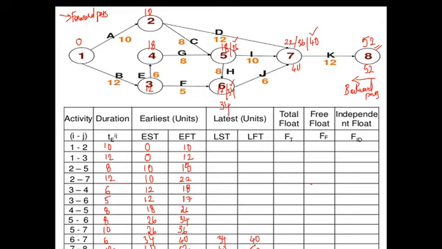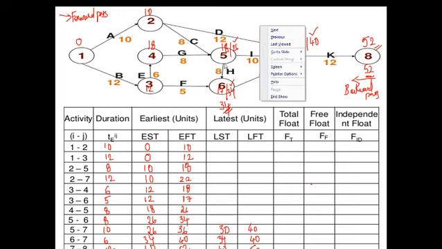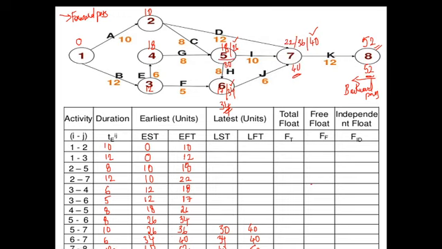Okay, this is the backward pass calculation. So in our activity 5 to 7, 7 is how much? 40, backward pass calculation. 40 minus 10, how much is it? 30. So we need to write 40 and 30. So here down, we get it as 30.